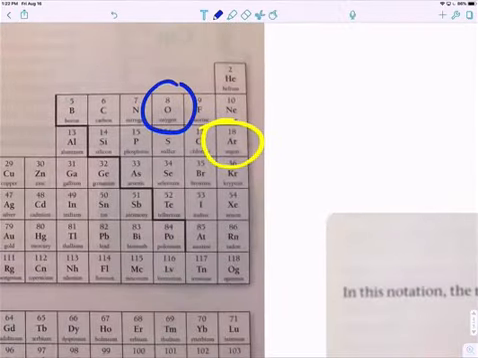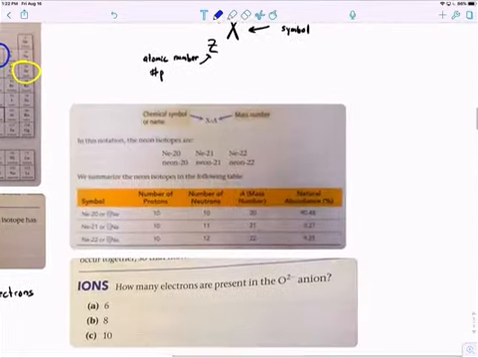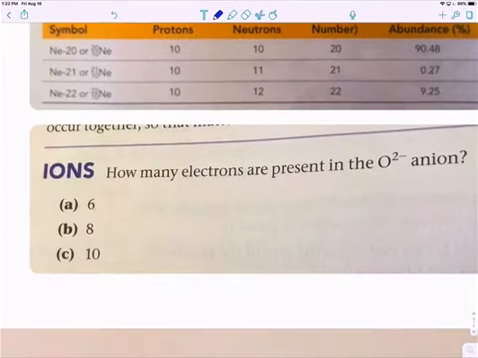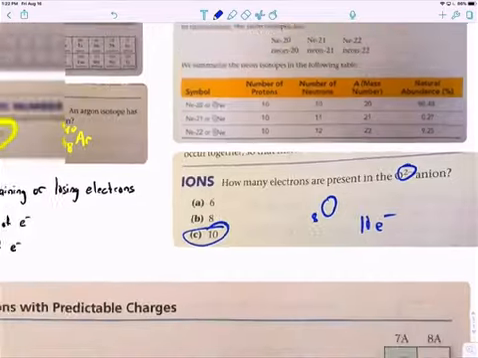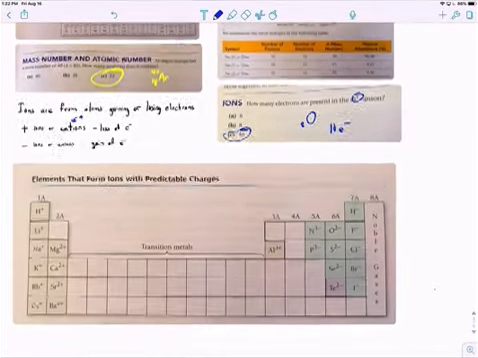Here is oxygen. Oxygen has 8 protons. So just to emphasize this, oxygen here has 8 protons. And 8 protons means it normally has 8 electrons for it to be neutral. For a -2 ion, it needs 10 electrons. So this one here needs 10 electrons. And that's because oxygen has 8 protons, and it needs an extra 2 electrons to give it the -2 charge.